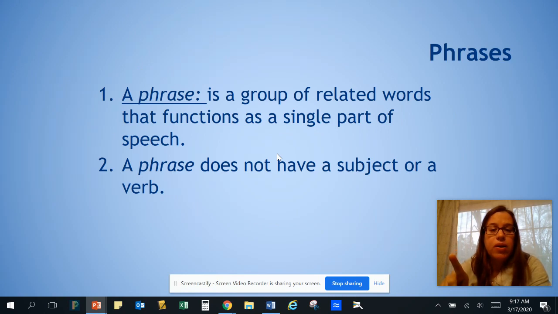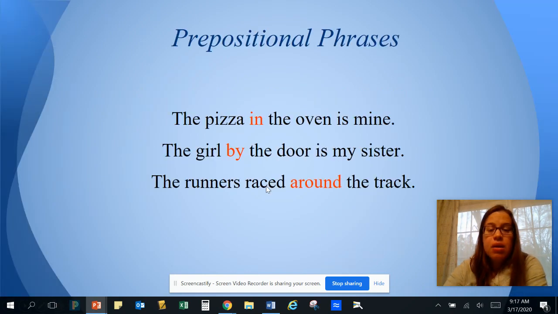Now let's talk about phrases. Phrases are different from clauses. A phrase is a group of related words that functions as a part of speech. It does not have a subject and verb. Remember with clauses, whether they were dependent or independent, clauses had a subject and verb. Phrases do not have a subject or a verb. So we're going to talk about prepositional phrases. The pizza in the oven is mine.